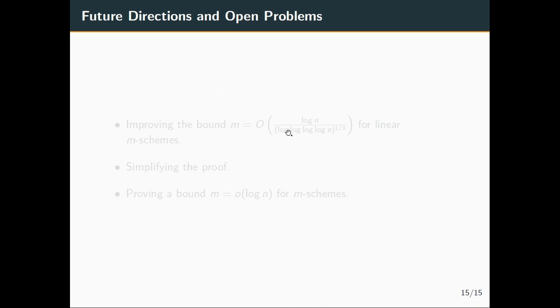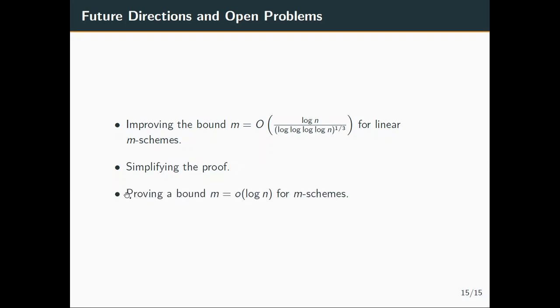Finally, let me give you some open problems and future directions. The first question is improving our little o(log n) upper bound, or more specifically this upper bound. Our results improve the log n bound, but the improvement is very small. So we believe it should be possible to further improve it. The second question is how to simplify our proof. Our proof is very complicated if you read the paper. So we wonder if there are simpler proofs.